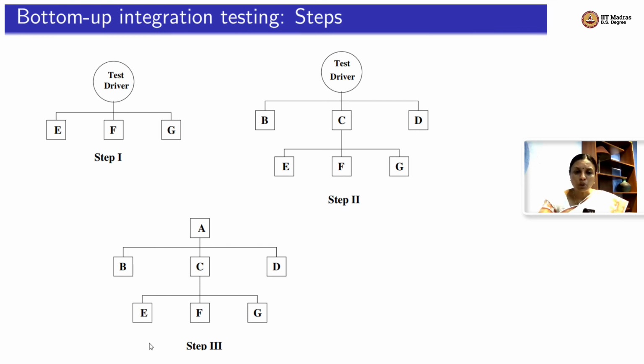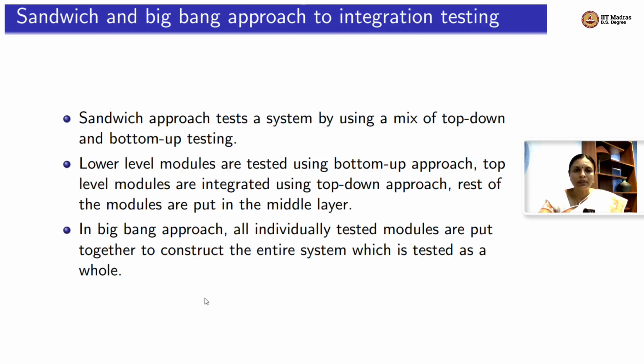Please remember that such a document, module hierarchy document, is not to be confused with other design documents. This is just for a planning phase based on when each module could be ready. As and when they are ready, you try to write stubs or drivers to test each of them. That's what it means. The other approaches are sandwich approach and big bang approach. As the name says, they are neither top down nor bottom up. Sandwich approach just tests the system by using a mix of top down or bottom up. Lower level modules are tested maybe in bottom up way. Top level modules are tested in a top down way. You don't really adhere to any kind of rule.